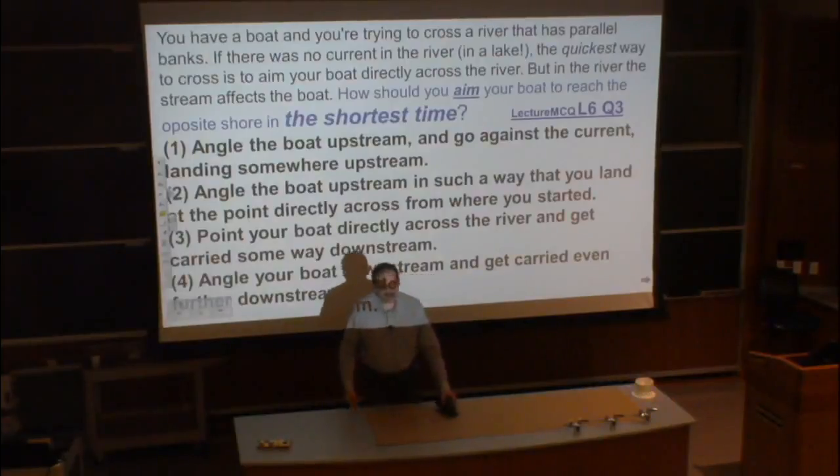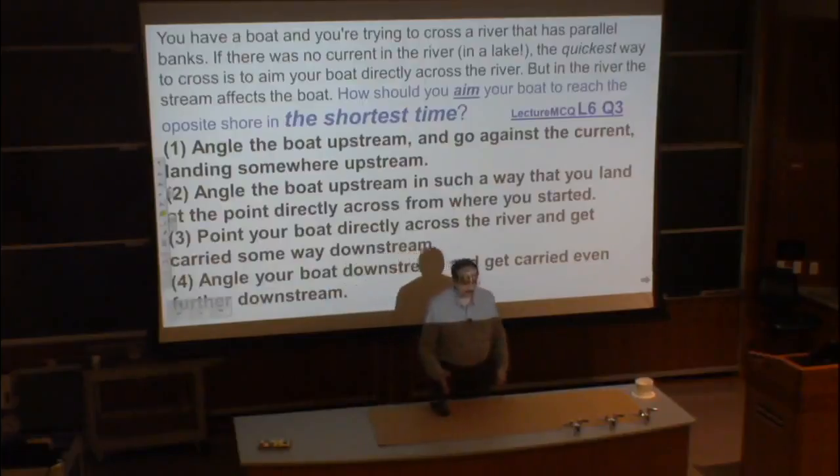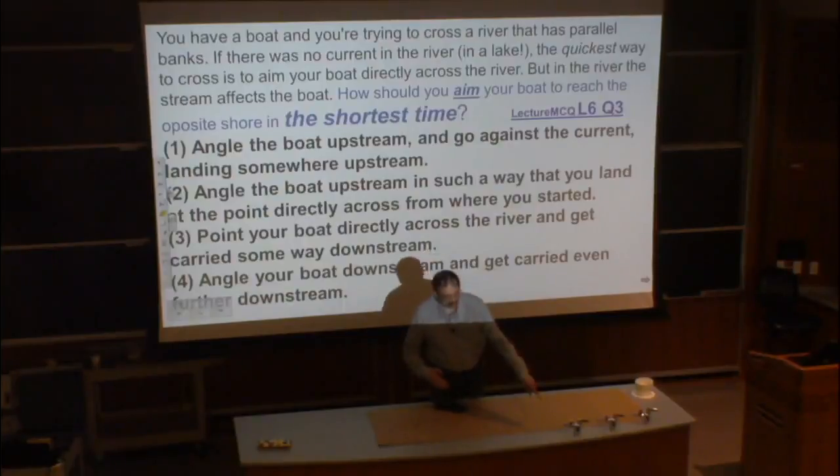What does aim mean? I aim the boat right across the river, which means I aim the boat at 90 degrees to the stream. I could have aimed it this way. So I see a tree over there, and I aim my boat at that tree.